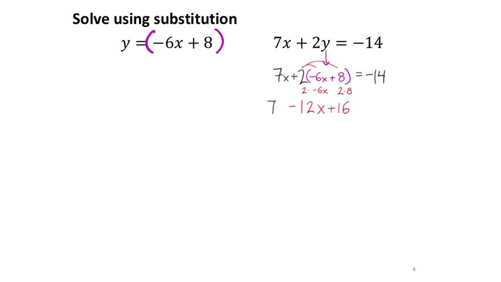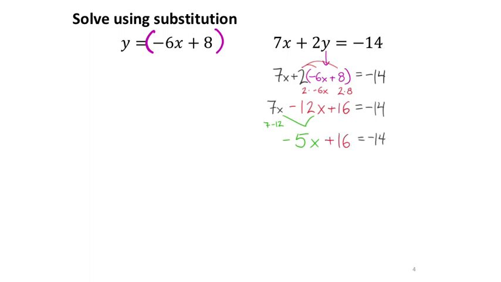Now everything else stays the same, so we now have 7x minus 12x plus 16 equals negative 14. And distribution, just like we've seen, does not actually usually simplify the equation. But what it does allow us to do is to combine like terms. And yep, we've got some x's that we can combine here. So that's going to be 7x's minus 12x's. You can put that in the calculator, you're going to get negative 5x's.